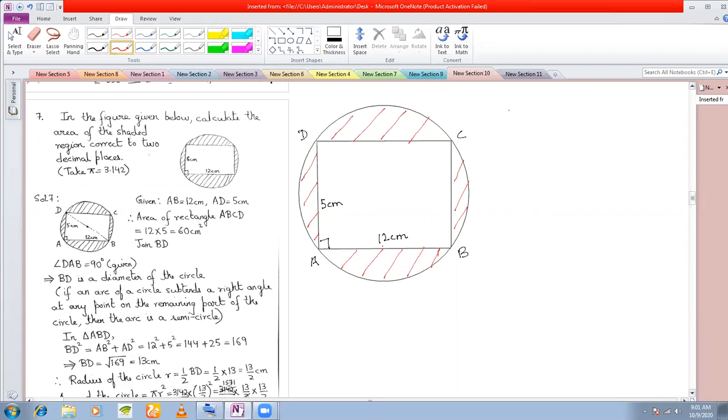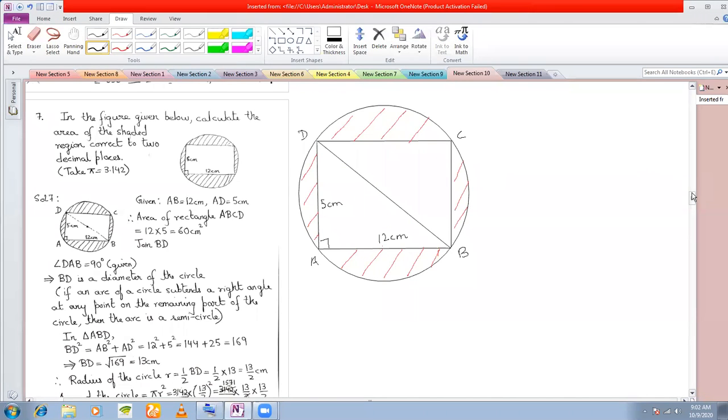The problem here is to find out the area of the circle. In order to find out the area of the circle, you will require the radius of the circle. Now in order to find out the radius, you join B and D with the help of a dotted line. Once you join, this line will be the diameter of the circle.